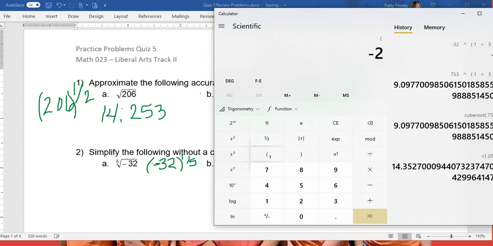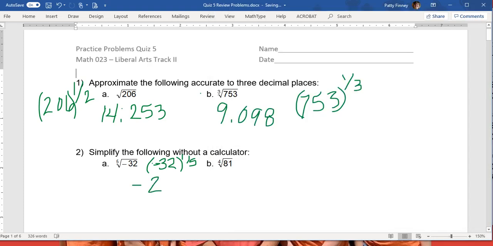Now let's just double check something. Parentheses, negative 32, close the parentheses, to the parentheses 1 divided by 5. Oops, how did I type 0 divided by 5? I know it's negative 2.